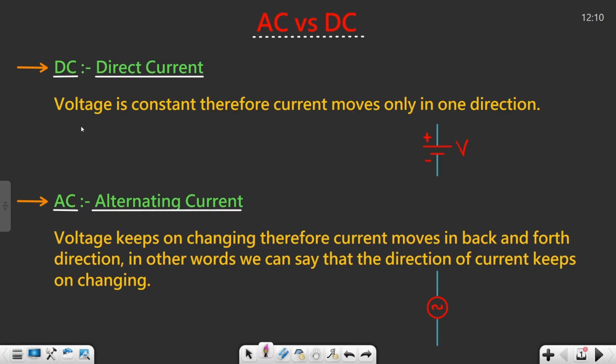Now we'll try to understand its definition and then deduce everything one by one. In a DC source, voltage remains constant, and therefore current moves only in one direction. In case of AC, voltage keeps on changing, therefore current moves in a back and forth direction. In other words, the direction of current keeps on changing. We'll first go with the DC source.